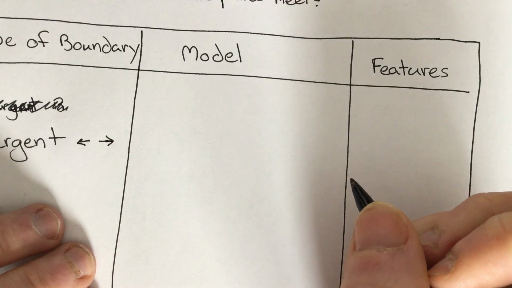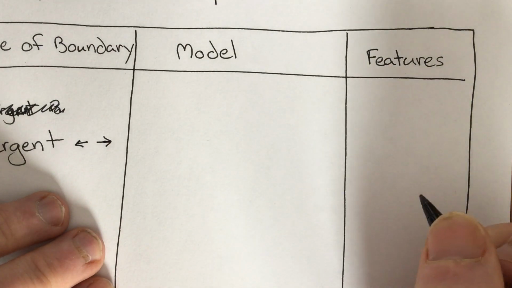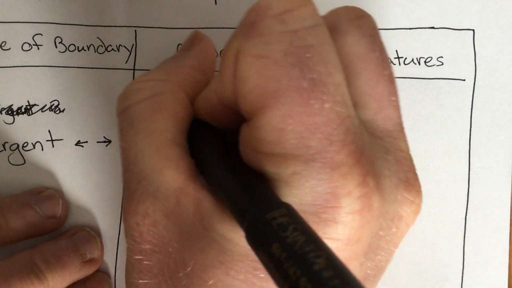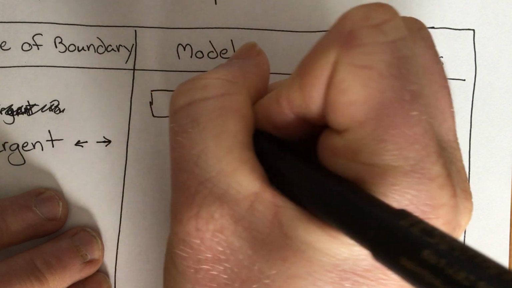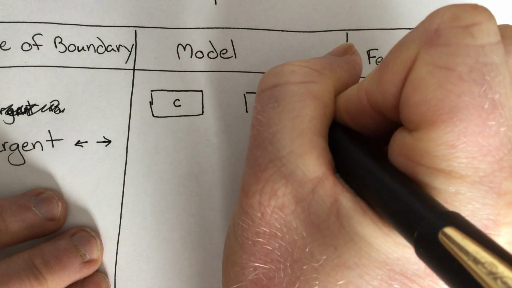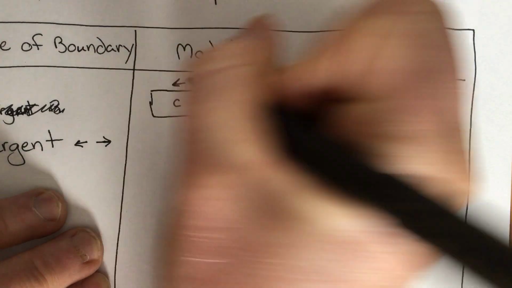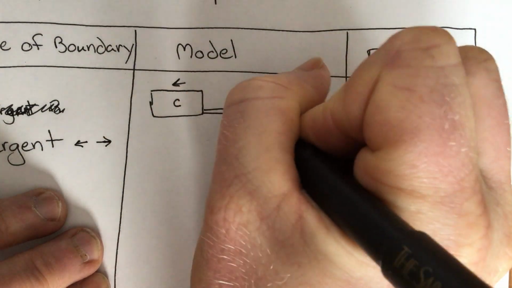Over where it says model, this is where we're going to draw a picture. In this case, we have two different types of divergent plate boundaries. One is when two continental plates move away from each other. Continental plates, if we recall, are actually thicker, but they're also less dense. And so when two continental plates are moving away from each other, they create this valley here.